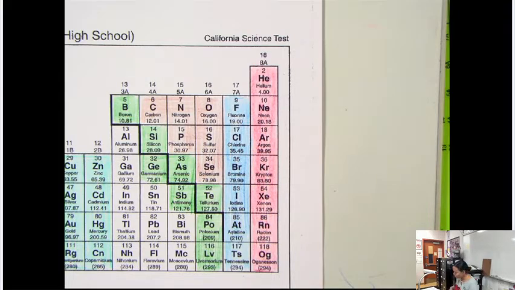Next one. This is a dividing line for the periodic table. The periodic table is divided into three main categories. They are metals, nonmetals, and metalloids. Metals, nonmetals, and metalloids are the three main categories.